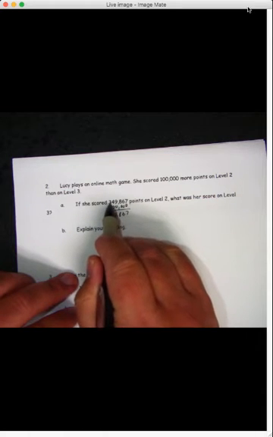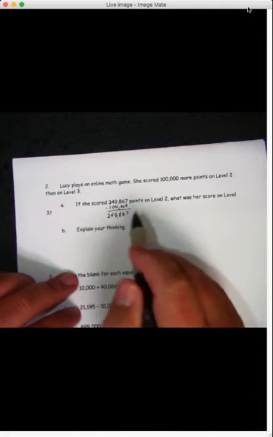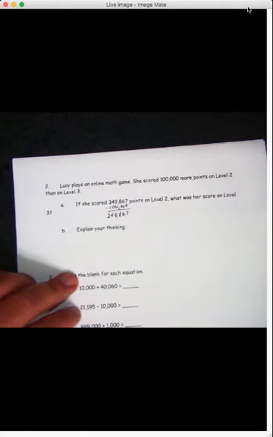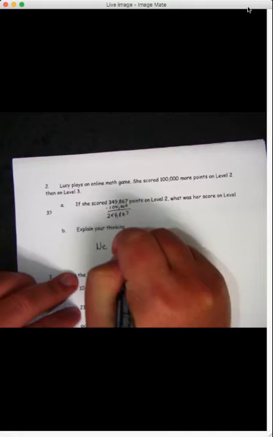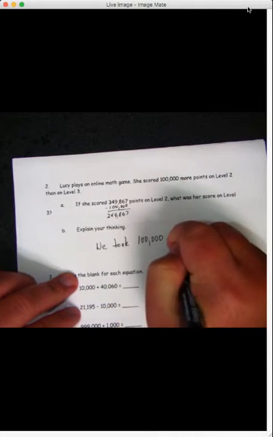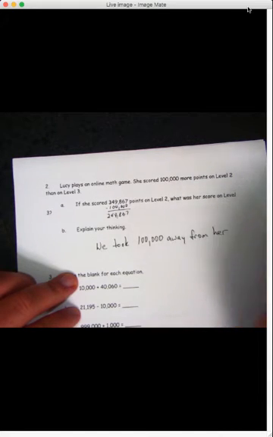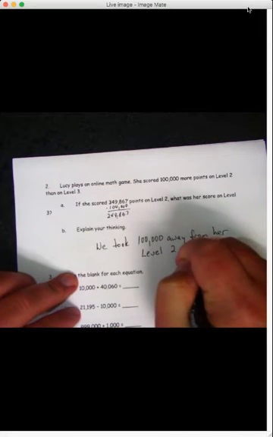And it's pretty simple, isn't it? We could have just taken that 100,000 away from 300,000 and made it 249,867. Explain our thinking. Well, we took 100,000 away from her level 2 score.